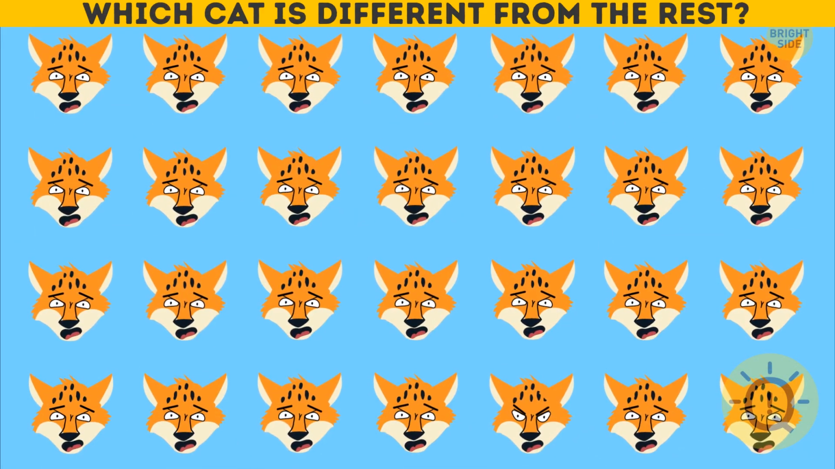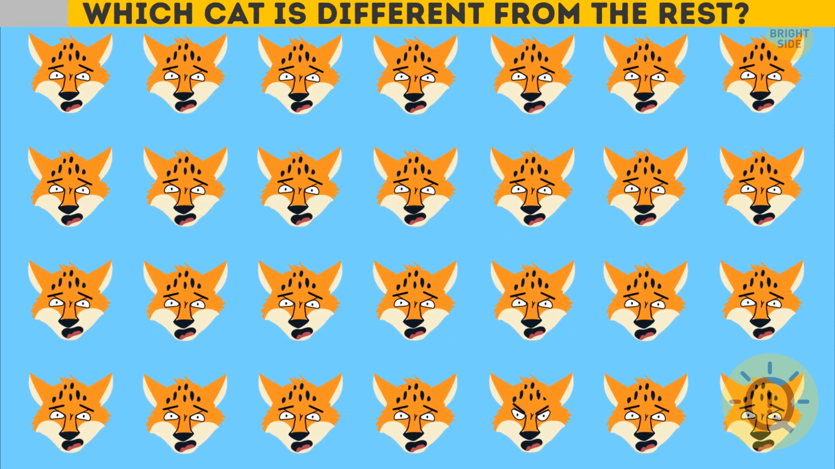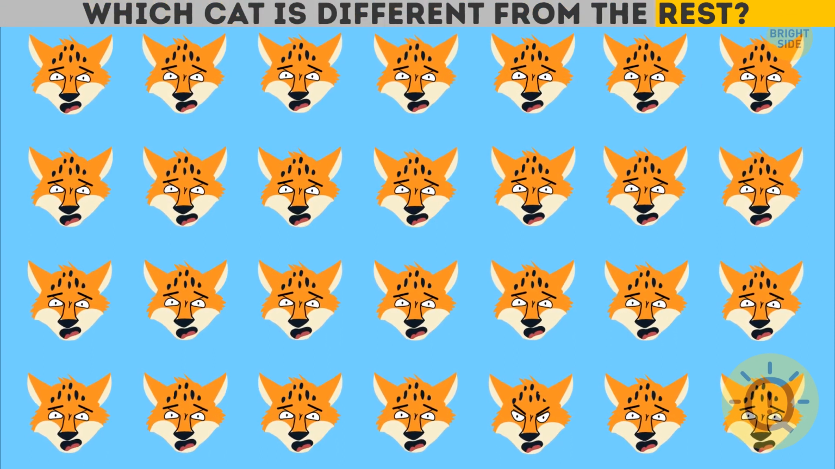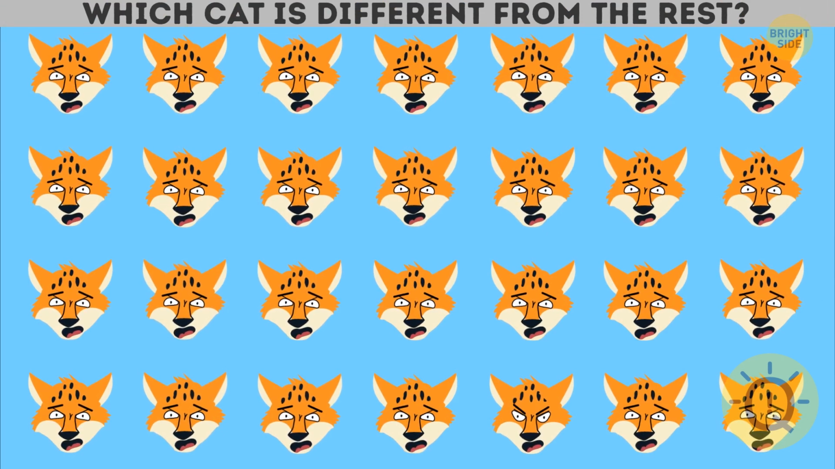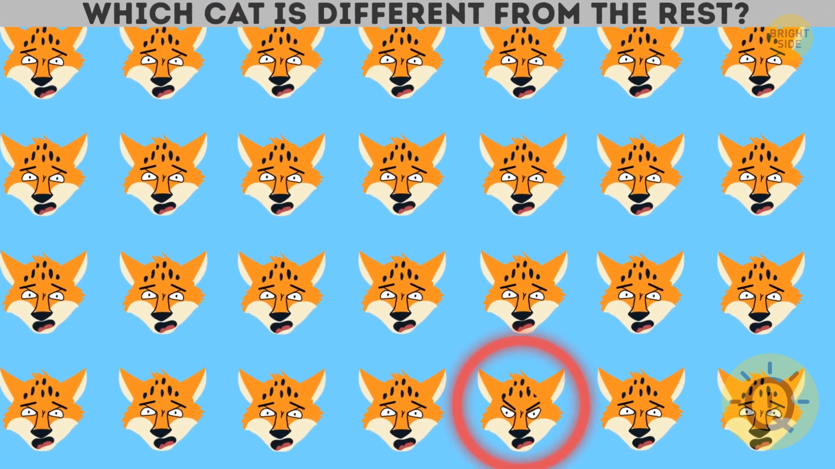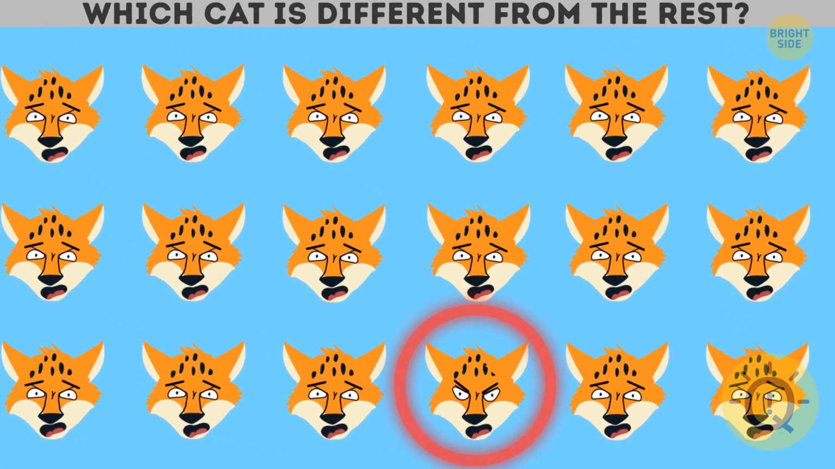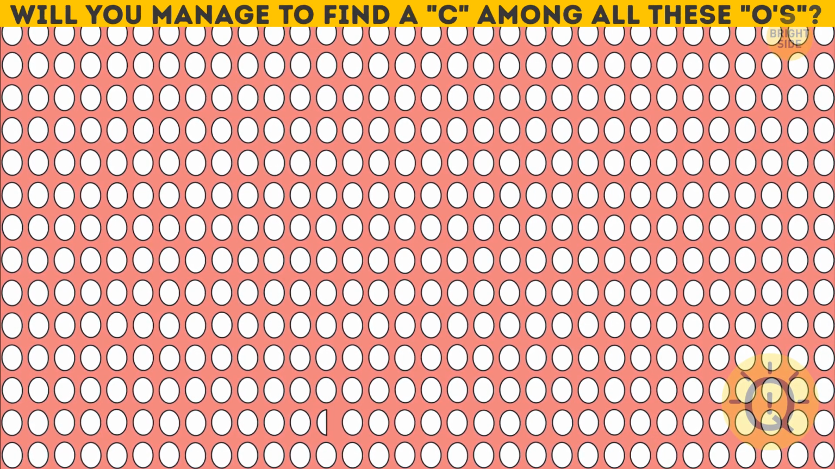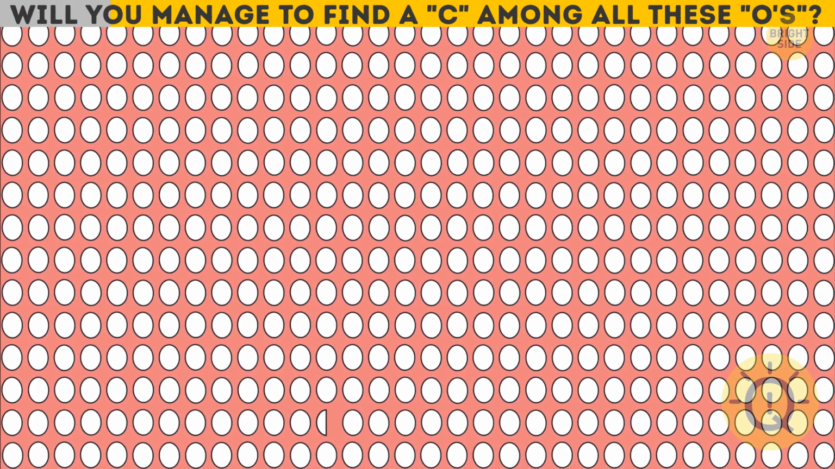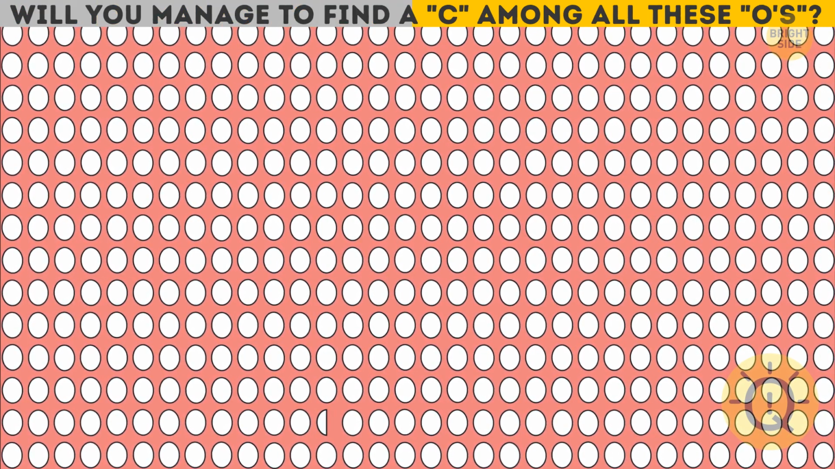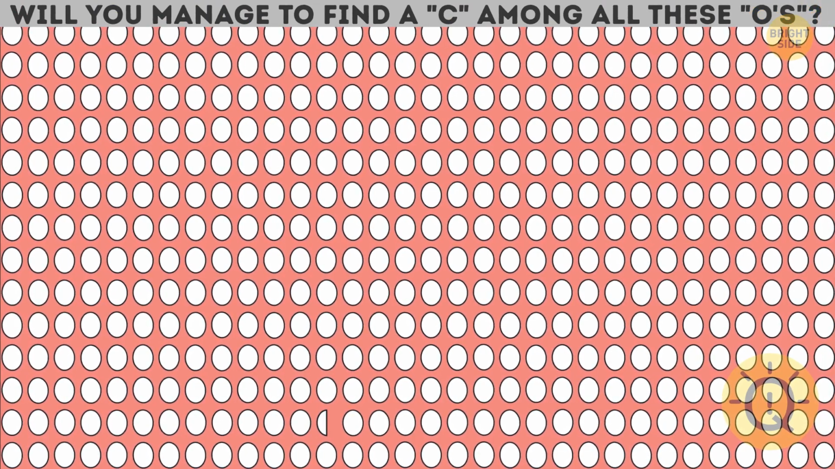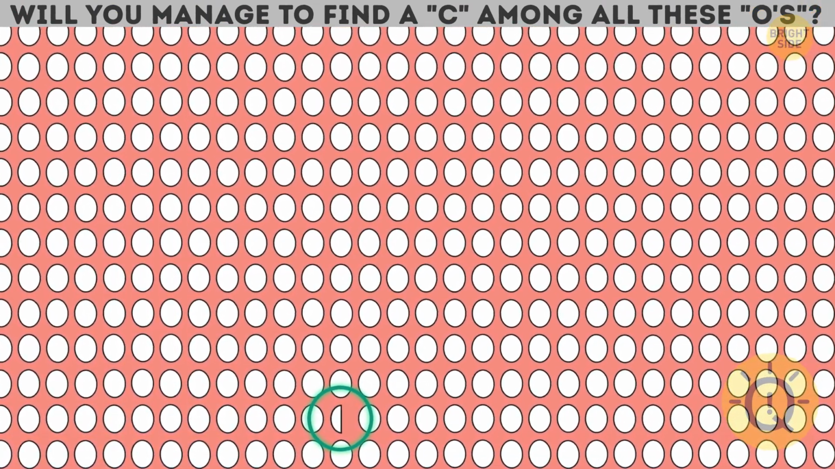Which cat is different from the rest? Right. Unlike other kitties which look surprised, this one is actually angry. Number 2. Will you manage to find a C among all these O's? Here it is, hiding close to the bottom of the image.